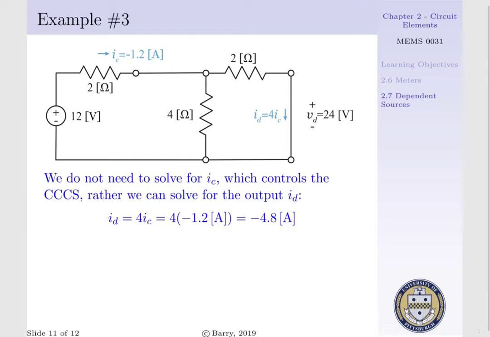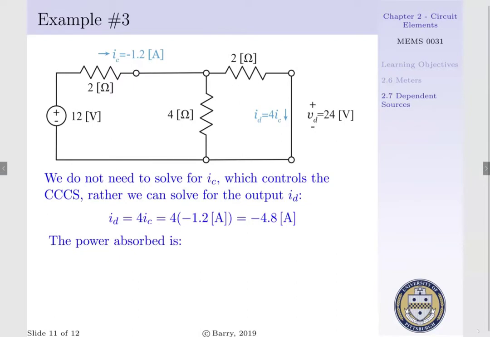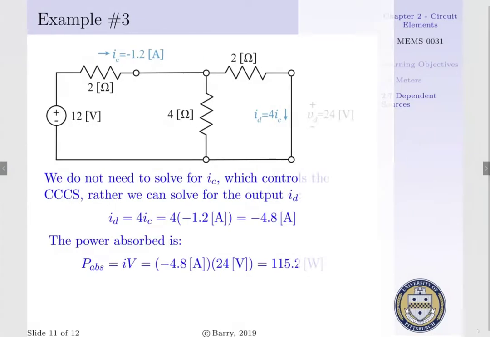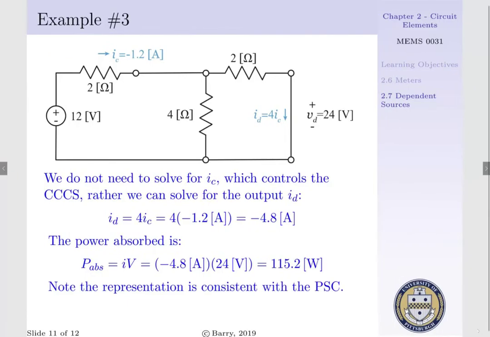Now, our voltage drop across said CCCS is 24 volts, such that when we calculate the power as our current times our voltage, P is equal to IV, which is equal to minus 4.8 amps times 24 volts, which is equal to 115.2 watts. Now we know, based upon the representation of our voltage potential and current running through our CCCS, that the device is consistent with our passive sign convention.